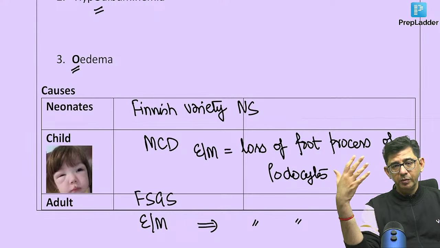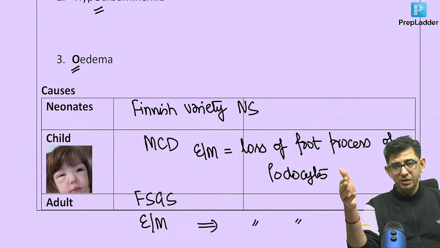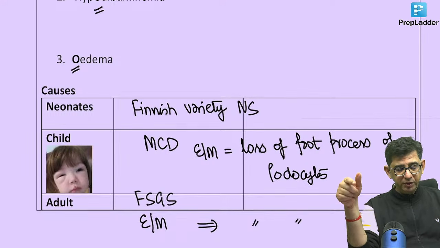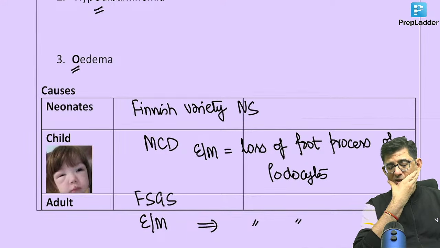And if he says light microscopy shows effacement, along with electron microscopy finding of solidification of the tuft that is given, then you will answer as focal segmental glomerulosclerosis.